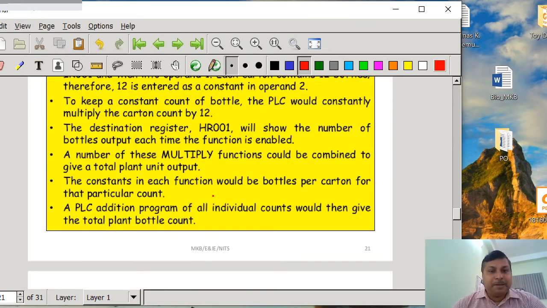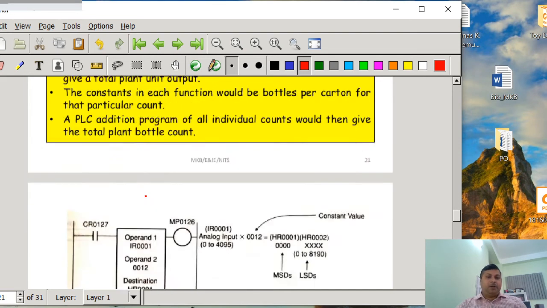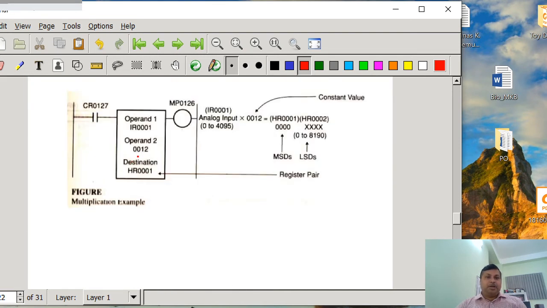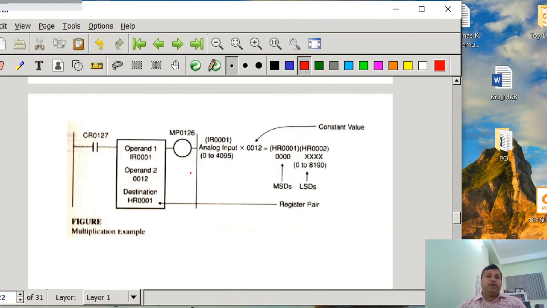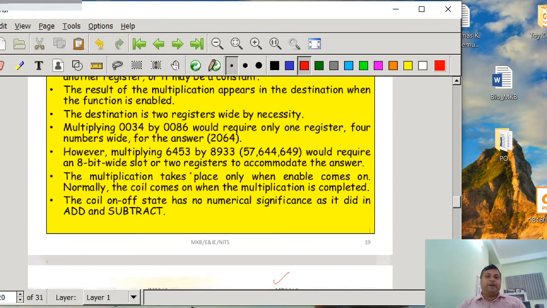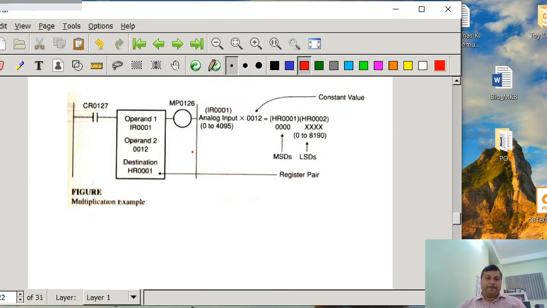A number of these multiply functions could be combined to give a total planned unit output. In a day, if you want to know how many bottles are packaged, the constant in each function would be bottles per carton and that particular count. Suppose operand 2 is 12, and then a PLC addition program of all individual counts would give the total plant bottle count. So in this way we can use the PLC multiplication function.